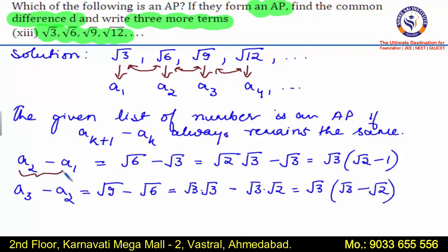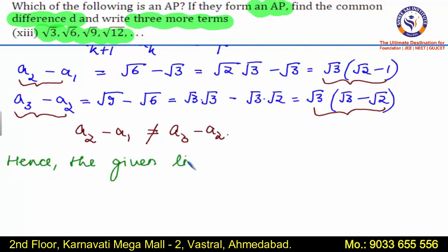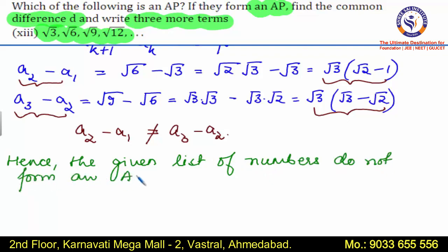From here we see that A2 minus A1 is not equal to A3 minus A2, since root 3 into root 2 minus 1 is not equal to root 3 into root 3 minus root 2. Thus we have A2 minus A1 is not equal to A3 minus A2. Hence, the given list of numbers do not form an AP. This completes the solution.